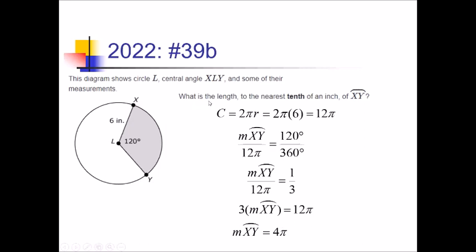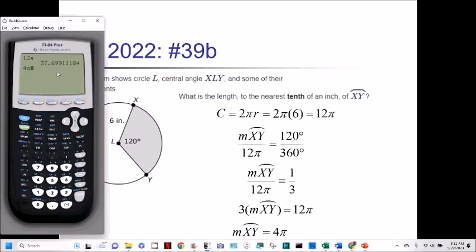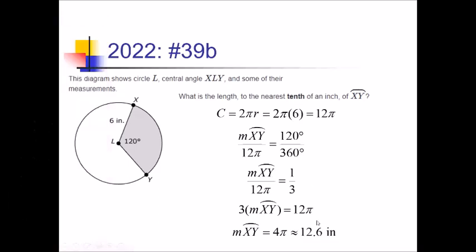Well, actually, no. They said, what is the length to the nearest tenth of an inch? So they are actually calling me out here to get a decimal. So let me do that. On my calculator, 4 pi, or 4 times 3.14, that's coming out to 12.6 if I round that off. And that'll be in inches, so there we are.